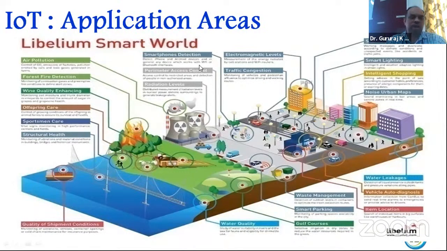Smartphones are a day-to-day part of our life. Then we can have radiation levels in furnace monitoring systems, air pollution control, and wine quality monitoring. There are various others. We have sportsman care, like in cricket where we see sensors such as snickometers which tell whether there is an edge or not. So various applications have come on a day-to-day basis where we can use this IoT.